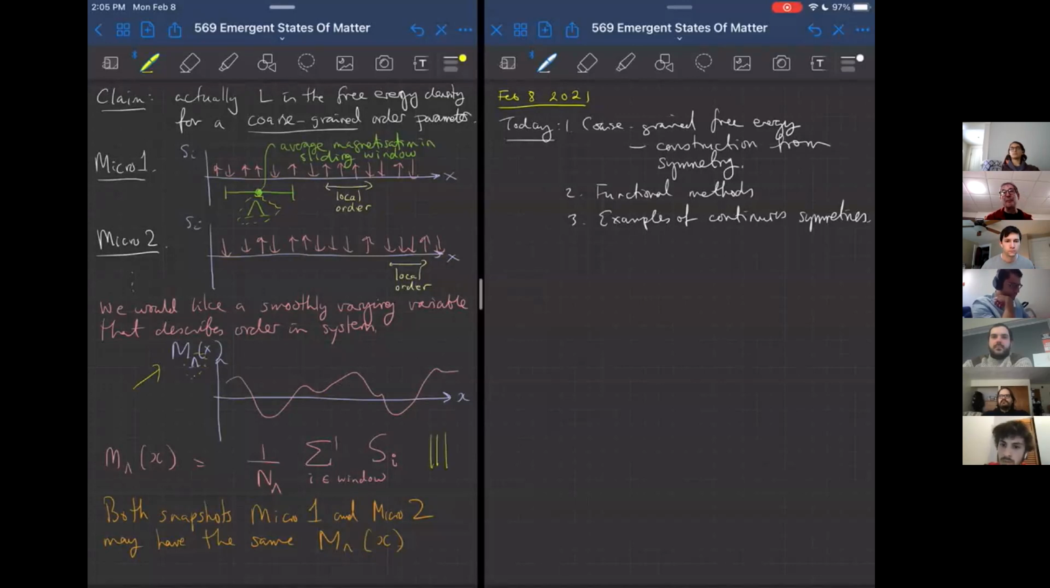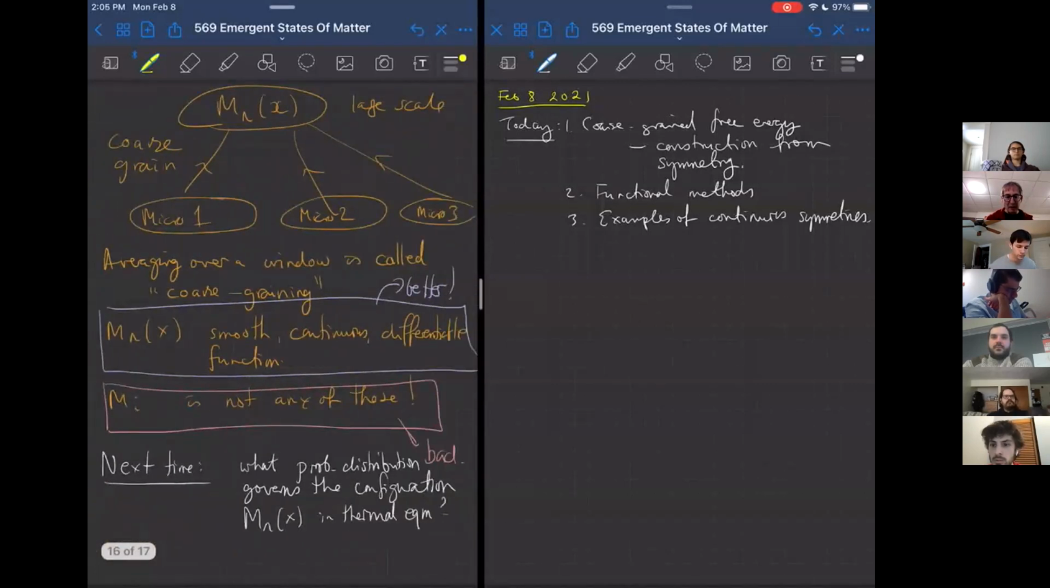So the idea was that both snapshots of the system, both microscopic system number 1 and microscopic number 2, had the same coarse-grained picture of the system. And so we have the idea then that different microscopic states, if I coarse-grain them, will flow to the same large-scale state. And we introduce this term, coarse graining, to describe them.